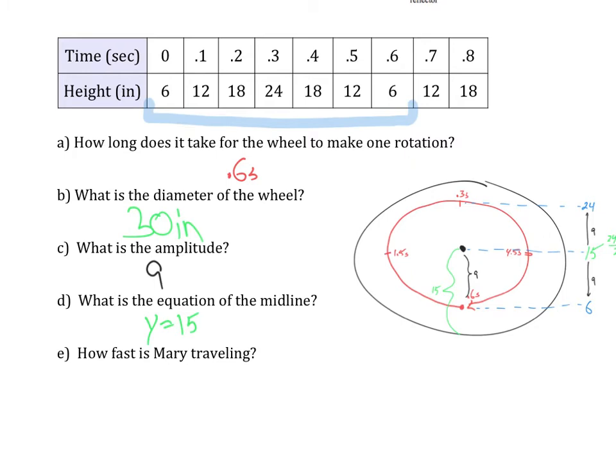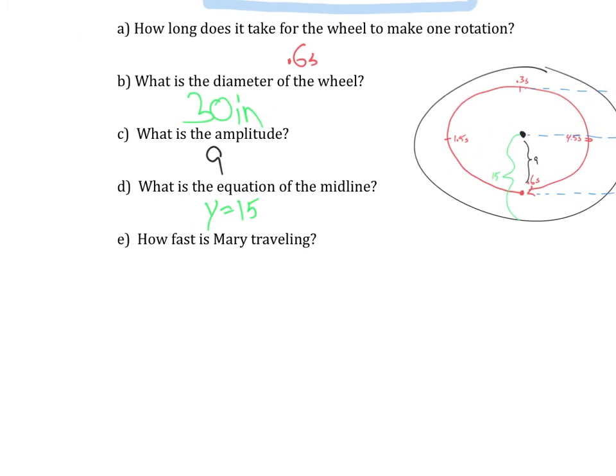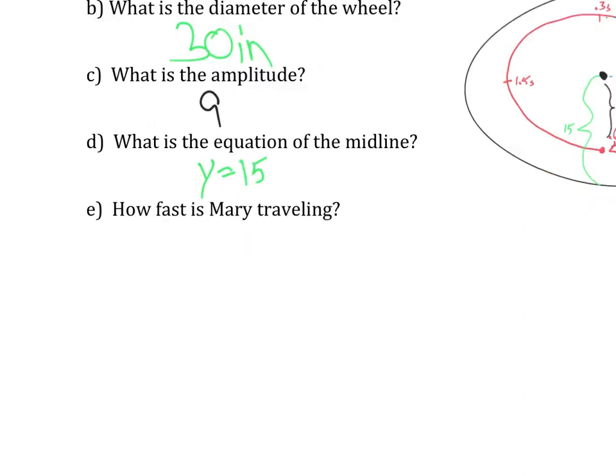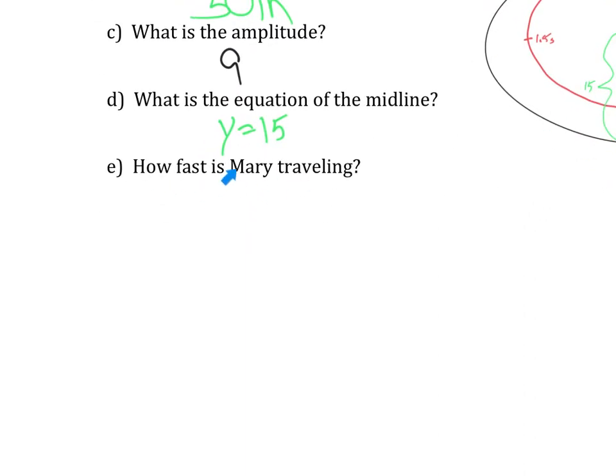Ooh, and how fast is Mary traveling? Dang, that's a good one. Here they don't really give us units that we need to deal with. I don't know if we're going inches per second, feet per hour, miles per hour, but here's what I do know. I know she is going 1 revolution in 0.6 seconds.